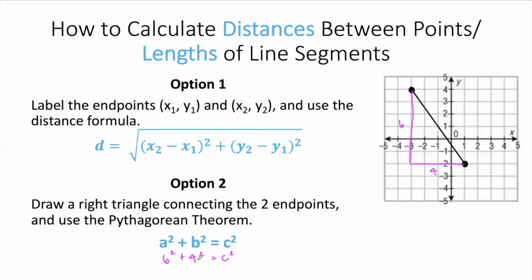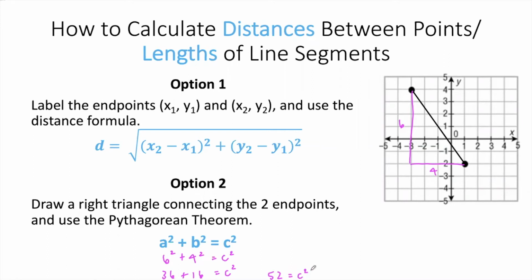And remember, it does not matter which one is A and which one is B. So if you were thinking 4 squared plus 6 squared equals C squared, that would be the same thing. And then you would solve that equation for C. So 36 plus 16 is equal to C squared. And then if we add 36 and 16, that's 52. So 52 equals C squared.